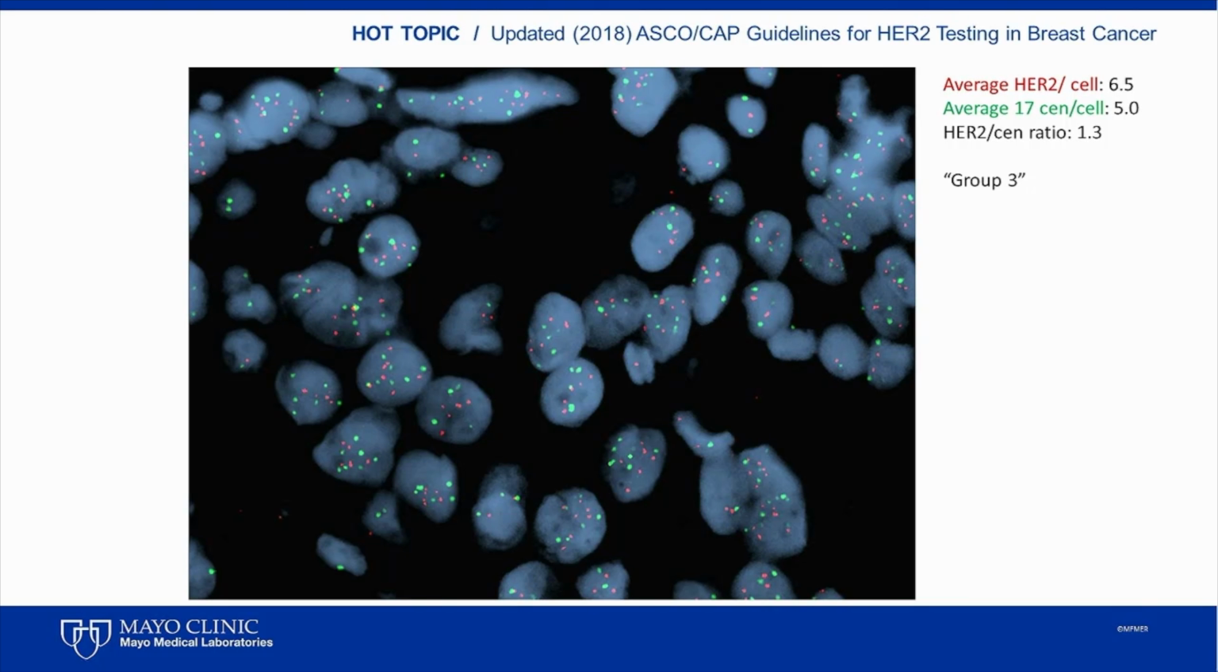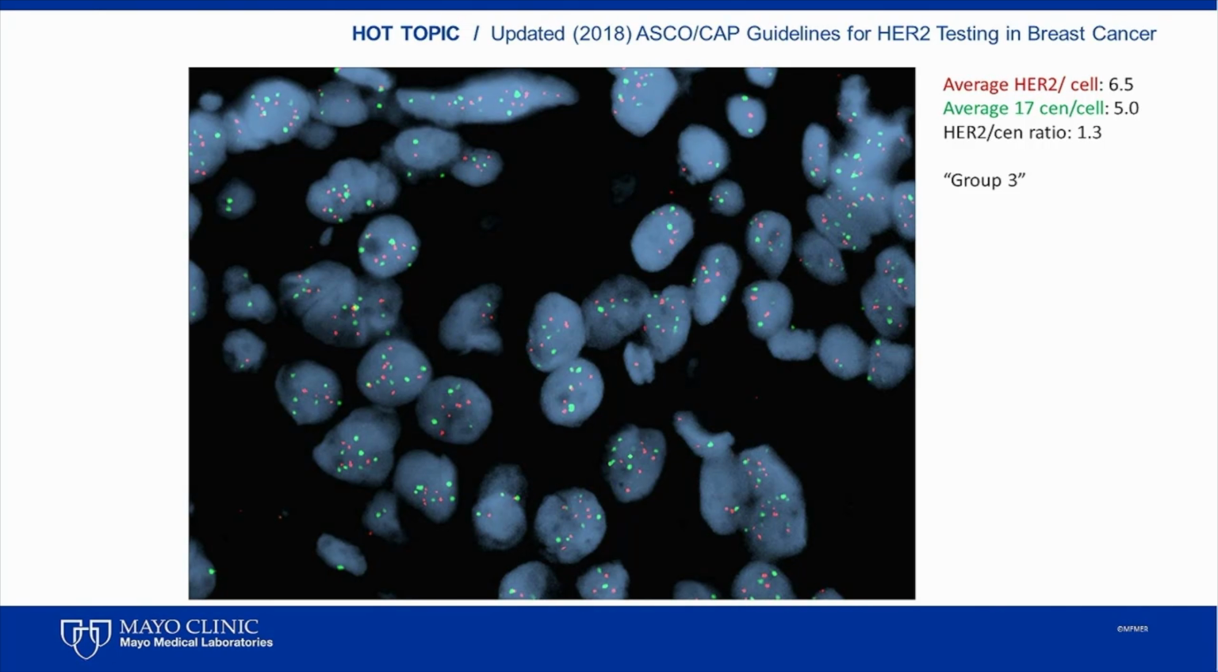This example shows a dual probe FISH slide where the tumor cells have an average of 6.5 red signals per cell for HER2 and an average of 5.0 green signals per cell for the centromere. The ratio of HER2 to centromere signals is 1.3, making the ratio negative.